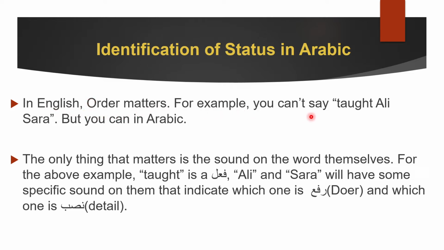For example, you can't say taught Ali Sarah. That's a sentence, but it doesn't make sense. It's a jumbled sentence. But you can in Arabic. Actually, in Arabic, you can say taught Ali Sarah. That's one of the ways you can say that sentence, literally. Okay? The only thing that matters in Arabic is the sound on the words themselves.